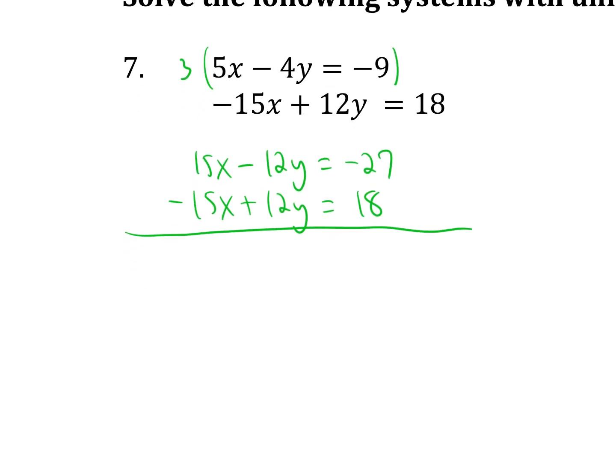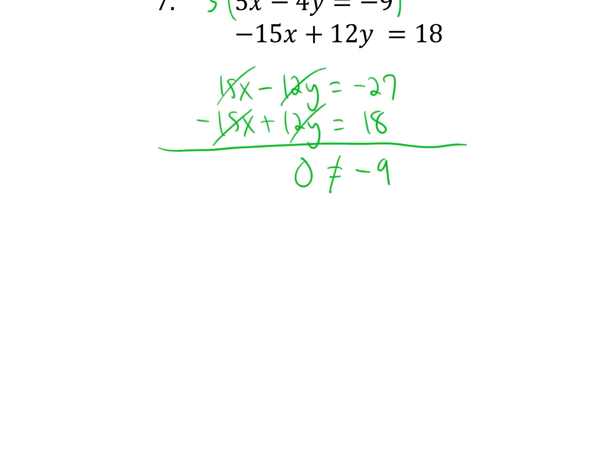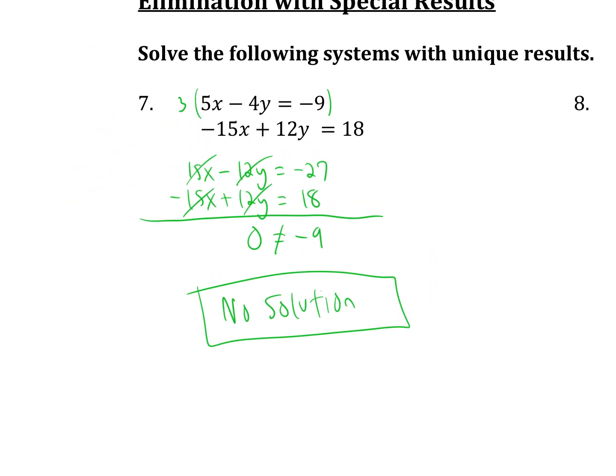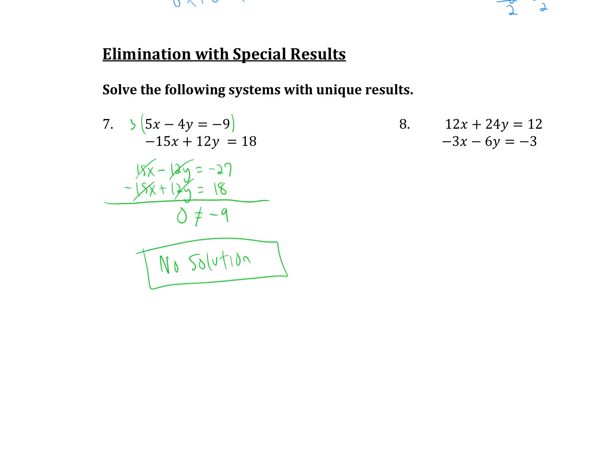All right, now if I add these, what's going to happen here? The x's are going to eliminate, but also the y's are going to eliminate. That's kind of weird. So we get 0 over here, right? And on the right-hand side, we're going to get negative 9 if we add those. Is this true or false? It's false. So it's going to be no solution. That's what it looks like when you do elimination and it doesn't work out nicely. If you graph these lines, they would be parallel. They would never cross. And if it's a true statement, it's going to be infinite solutions.